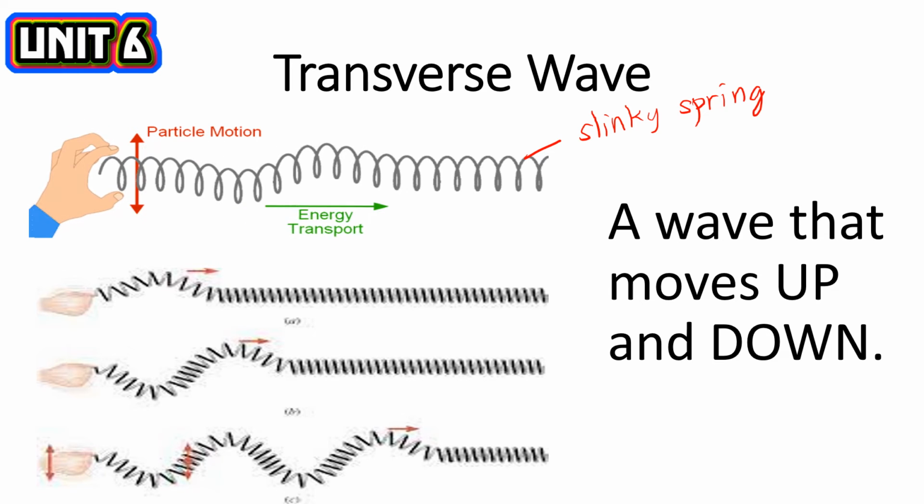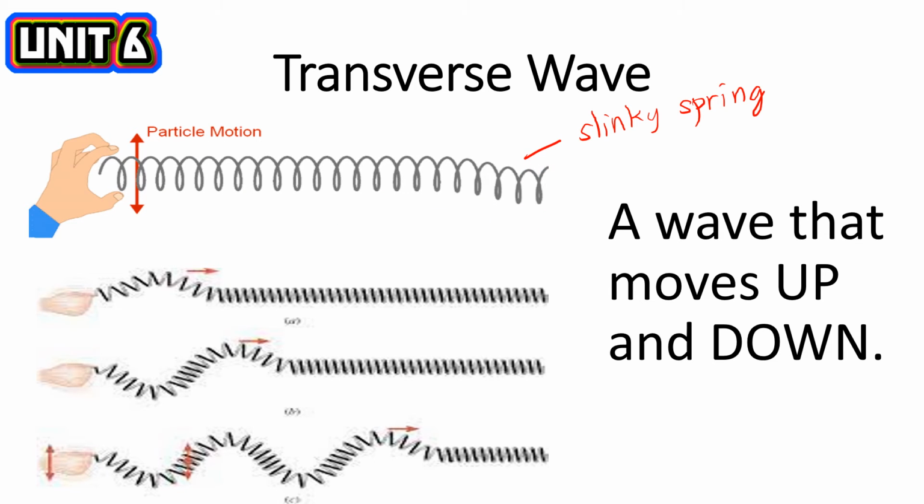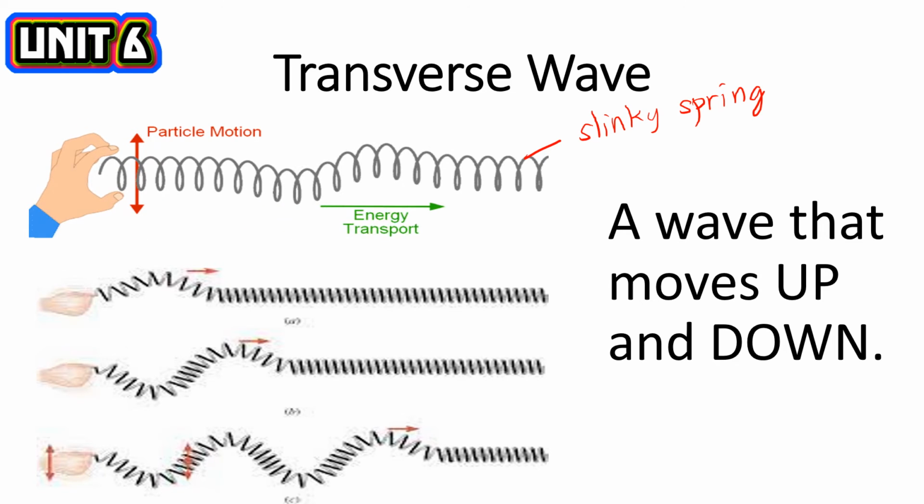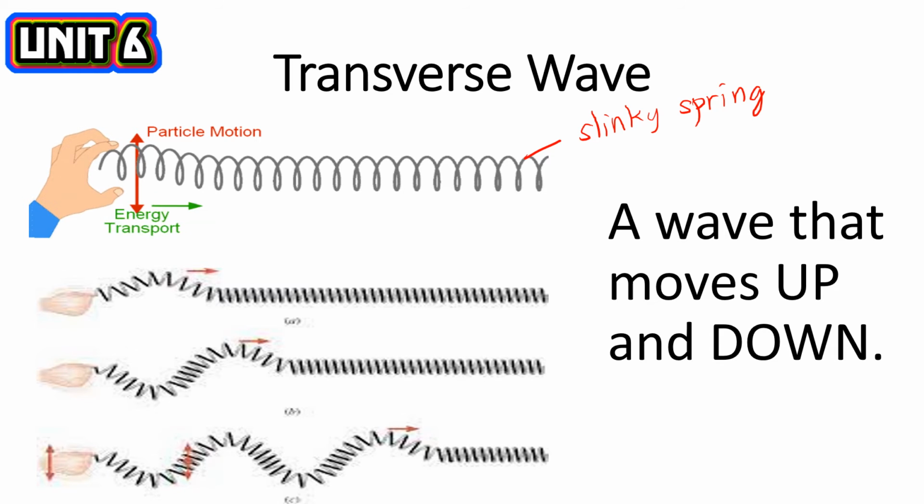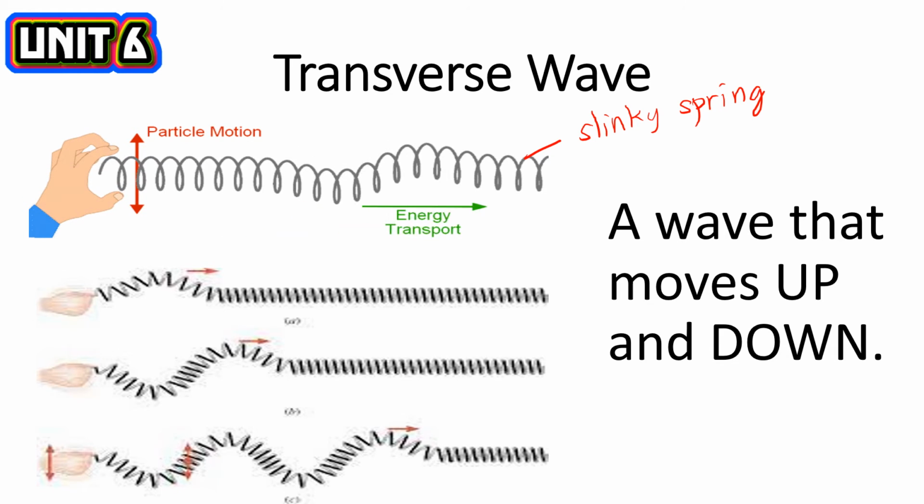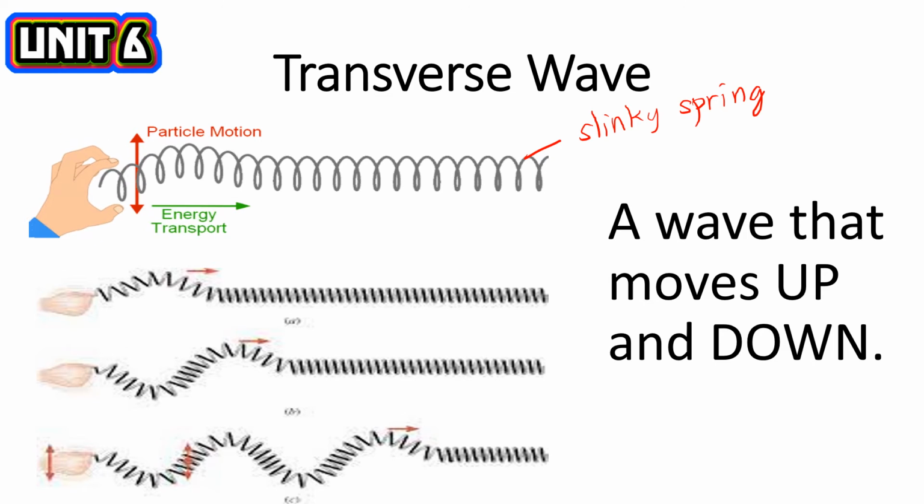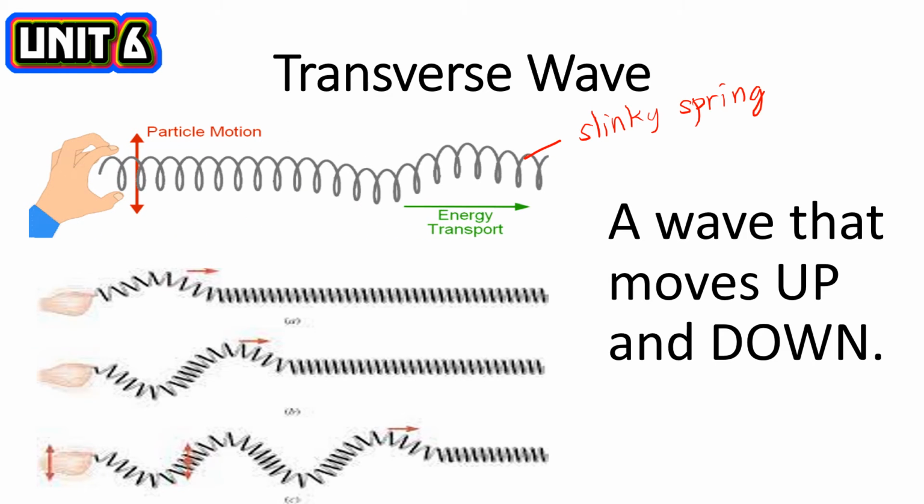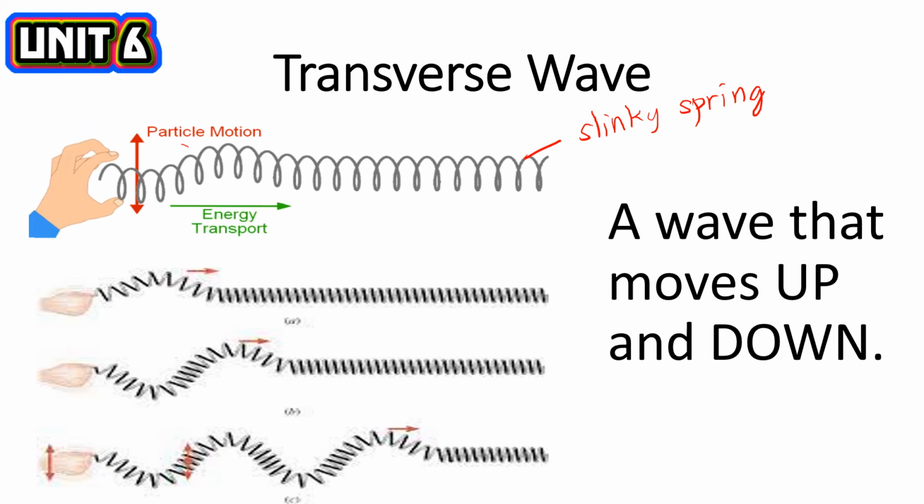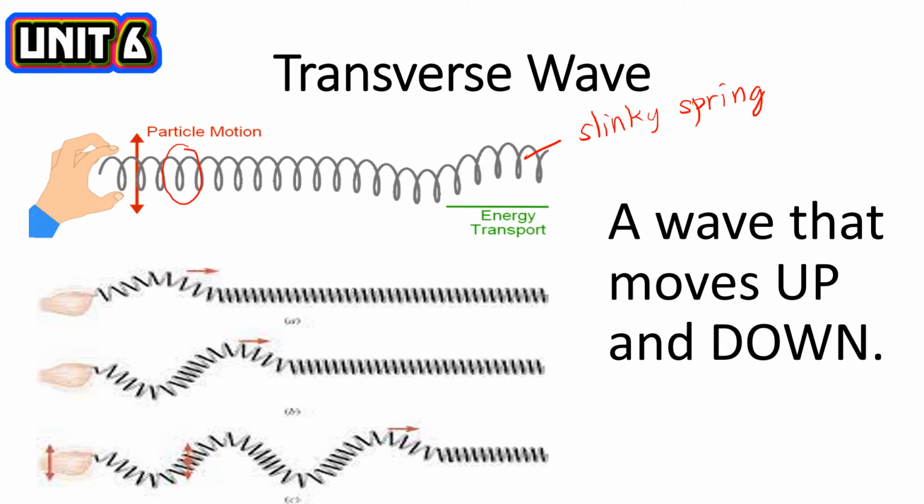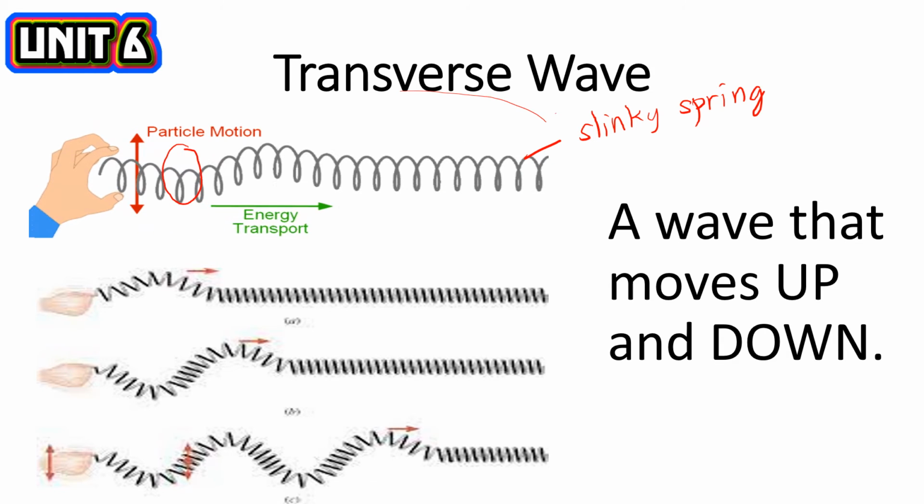So looking at the picture, in your slinky spring, the object is just moving up and down. As this energy is transferred from the hand going to the end part, the slinky spring simply goes up and down, right? However, this area of your slinky spring stays here as it goes up and down. It does not go to this part, right?